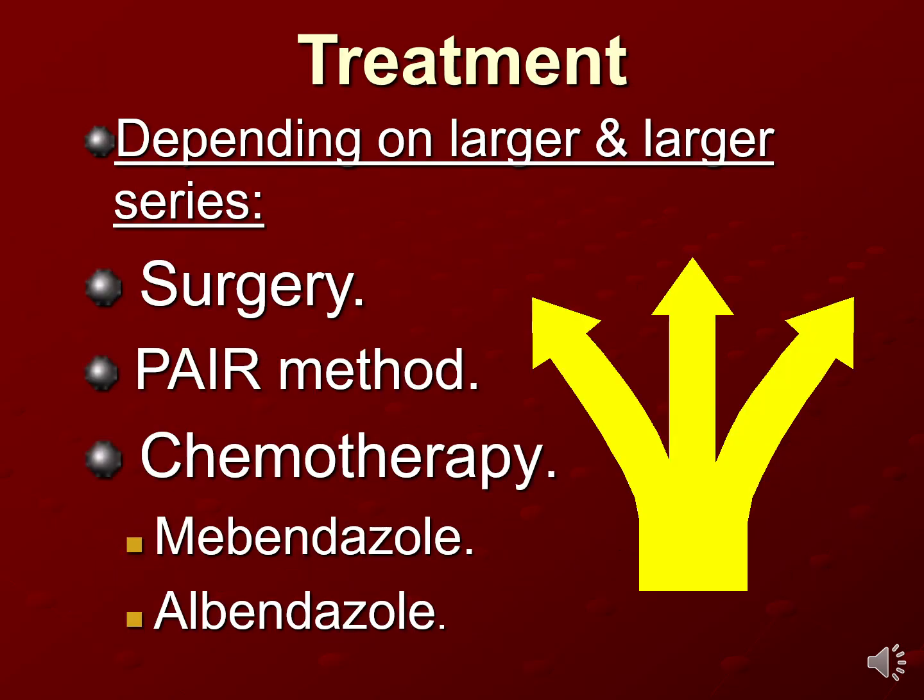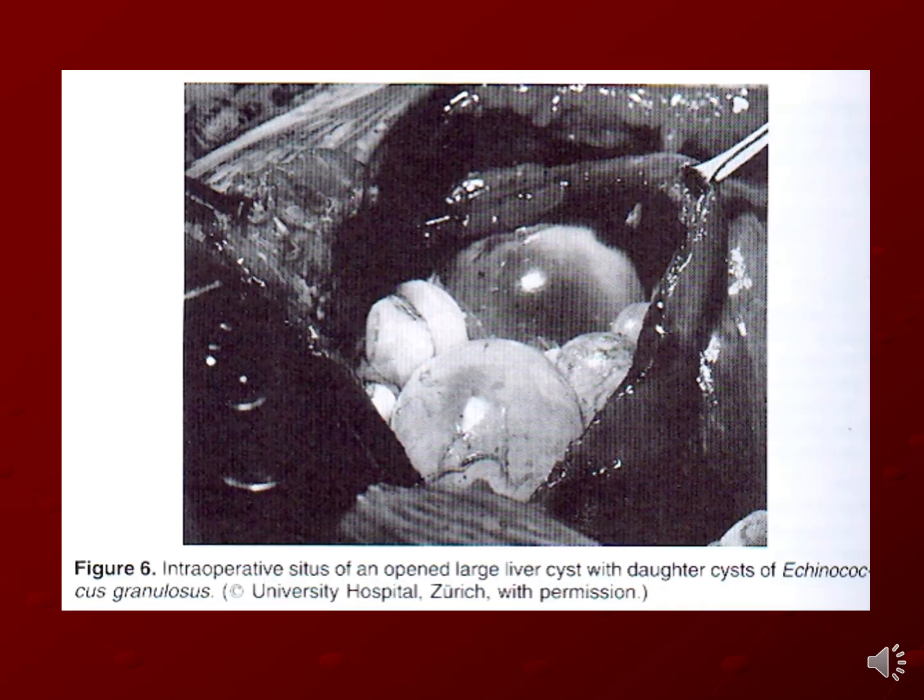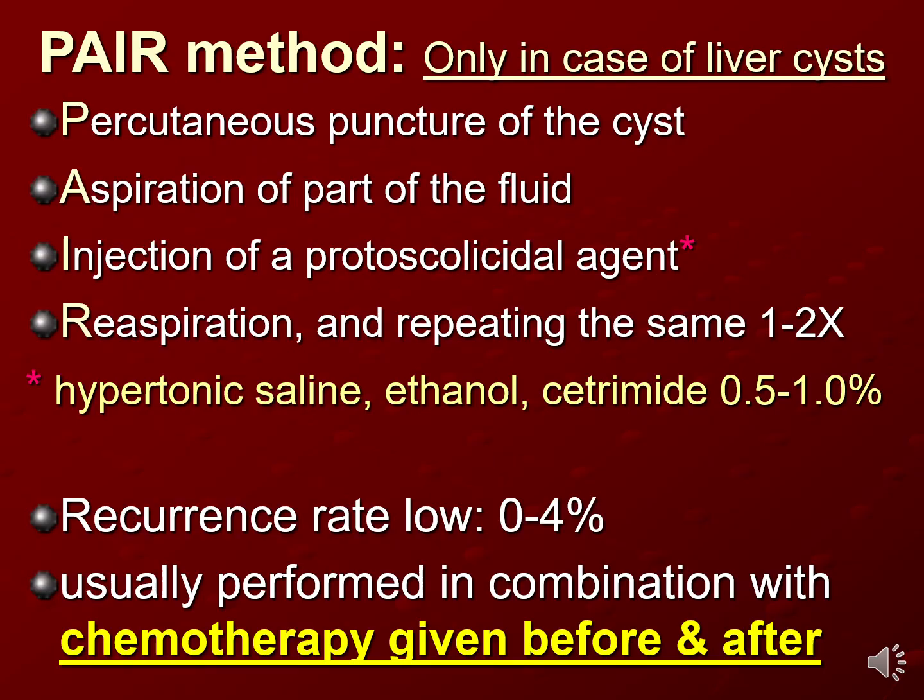Treatment. All right. Depending on larger and larger series, it is surgery, the PER method, or chemotherapy with mebendazole or albendazole. This is hydatid cysts in the liver at surgery with traction of the liver. Okay, the PER method, what does it refer to? First, please remember that the PER method is only practiced in the case of liver cysts only, not lung cysts, not other cysts. And it stands for percutaneous aspiration, injection, reaspiration.